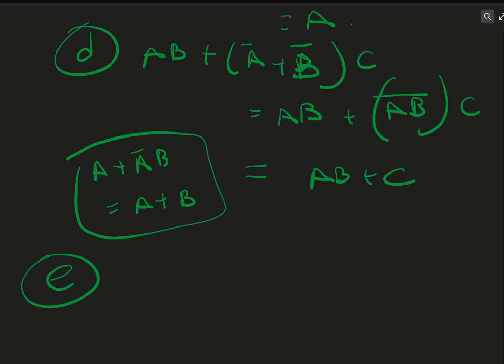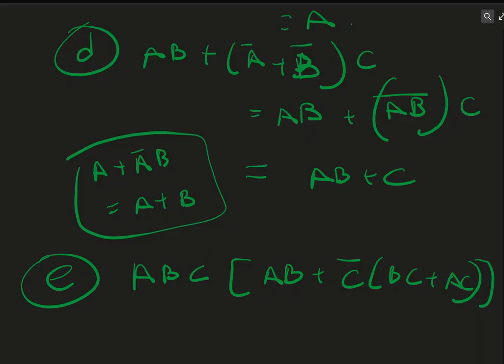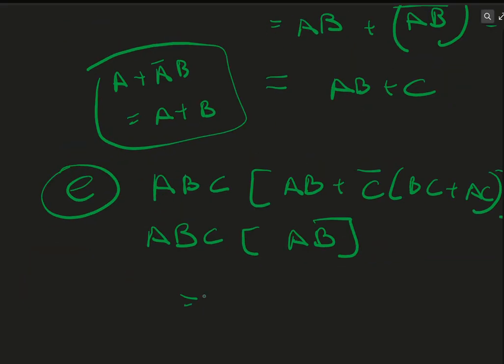E: A B C into AB plus C prime into BC plus AC. Okay, this looks lengthy, but it's not, because C prime will cancel both of these equations. So we'll have AB here, and then AB into ABC equals ABC. That's the answer.